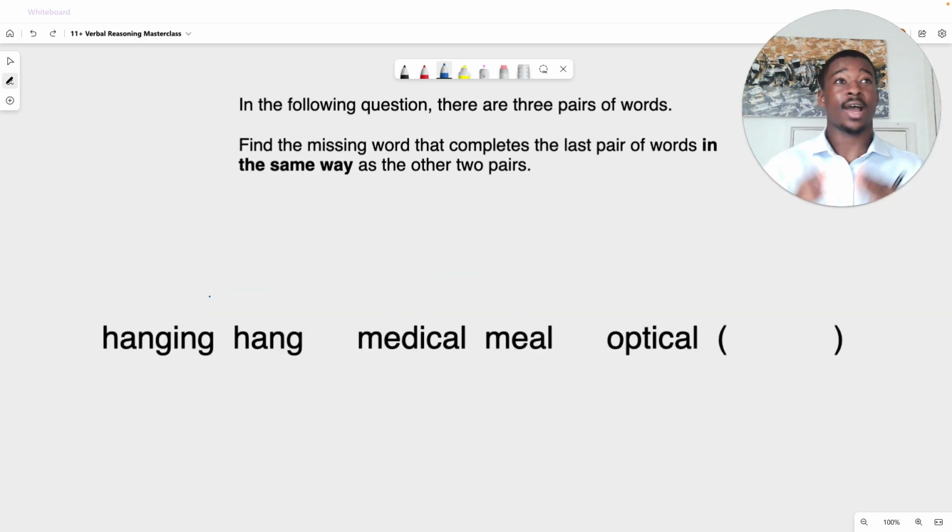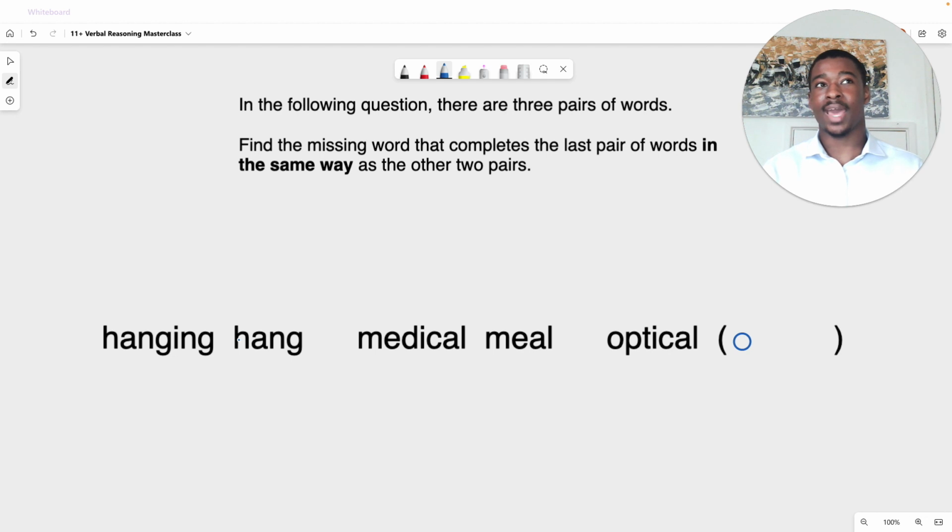Right, so here we have 3 new pairs of words. We have hang, made up somehow from hanging, meal, made up somehow from medical, and we need to work out what to put over here and what letters we should take from optical. So starting with H, we actually have a certain in H. H can only come from one position, and that is position 1 from hanging. So therefore we can move across to optical and see our first letter should be O.